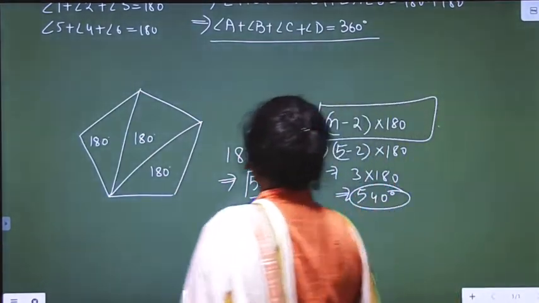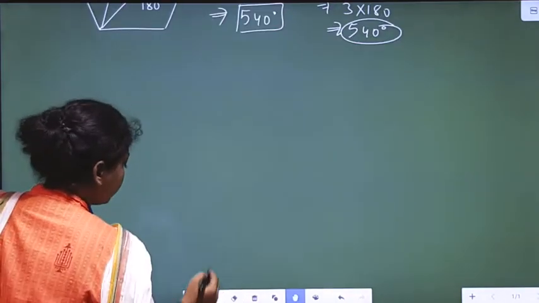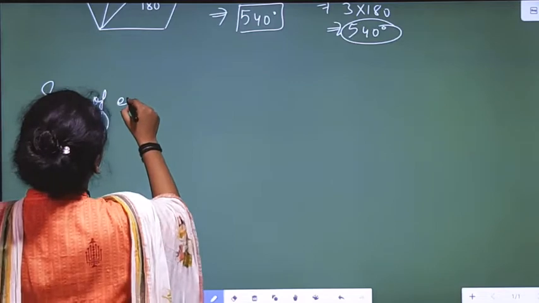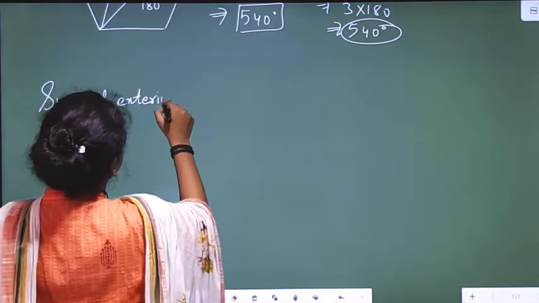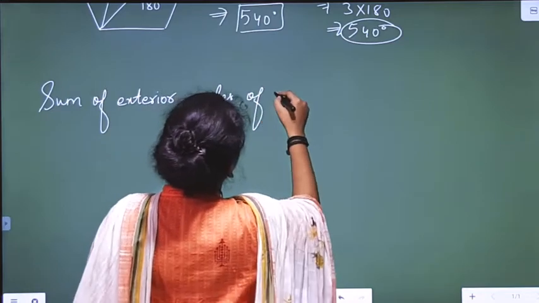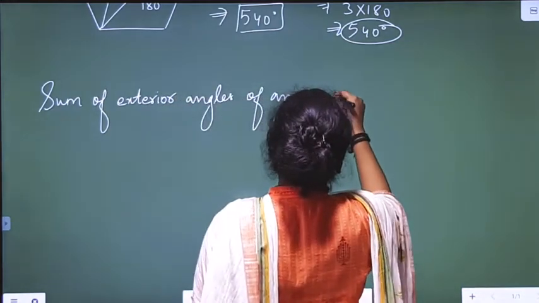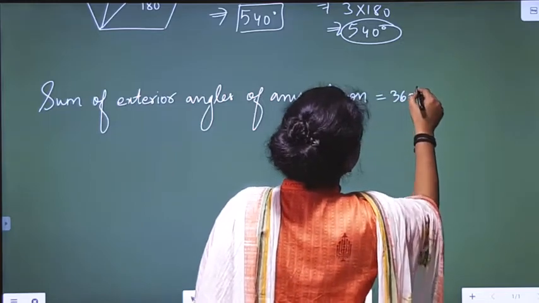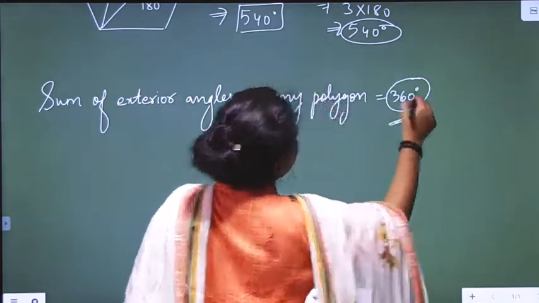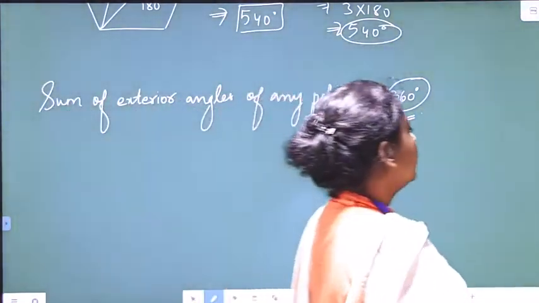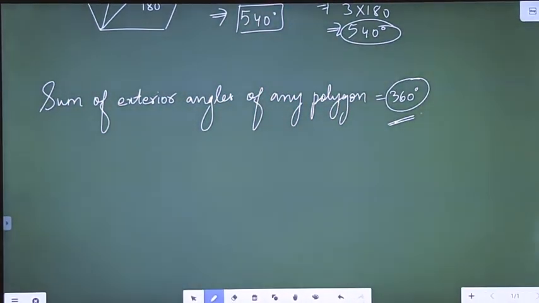Next we have the sum of the exterior angles. We have a property: the sum of exterior angles of any polygon equals 360 degrees. This implies that no matter what polygon we have, no matter how many sides it has, the sum of all the exterior angles will always be 360 degrees.